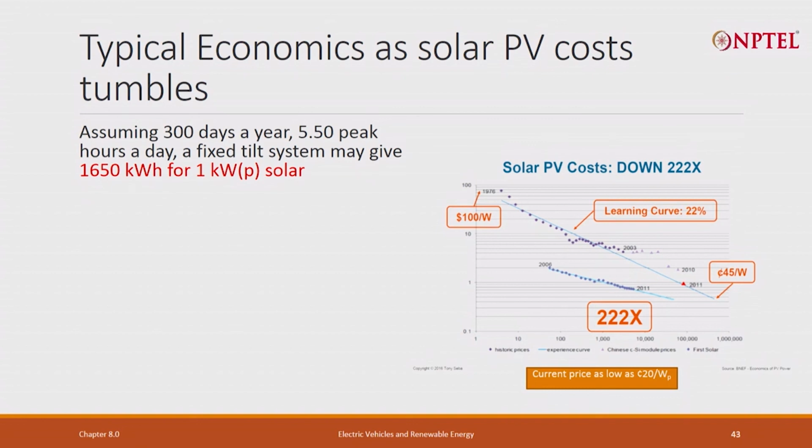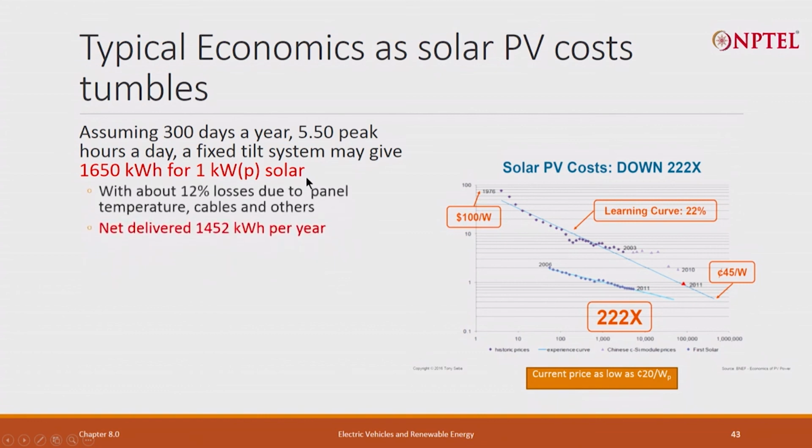Typical economics, I would like to run through very quickly. Typically, as I told you, between 1400 and 1600 for a 17% cell. With the right tilt in a good place, this may give you 1650 kilowatt hour per kilowatt panel per year. Of course, costs have been falling very rapidly, it is about 20 cent per watt peak today. With 12% losses due to panel, temperature, cables and others, which is very typical, 1650 will give you 1452 kilowatt hour per year.